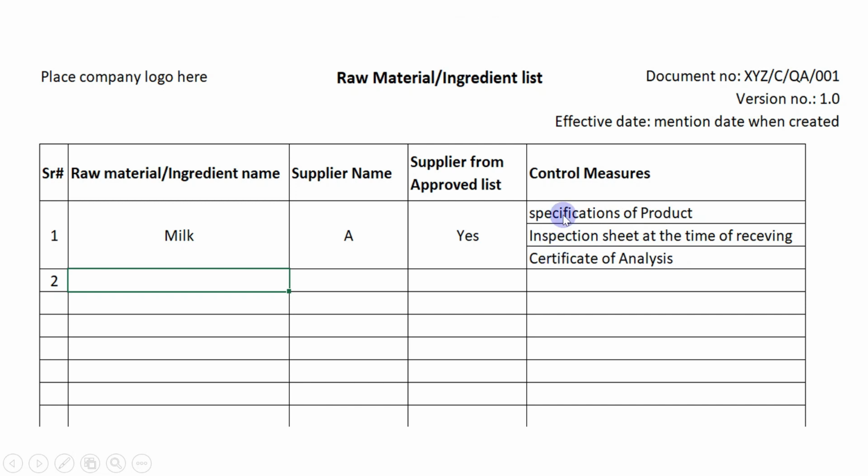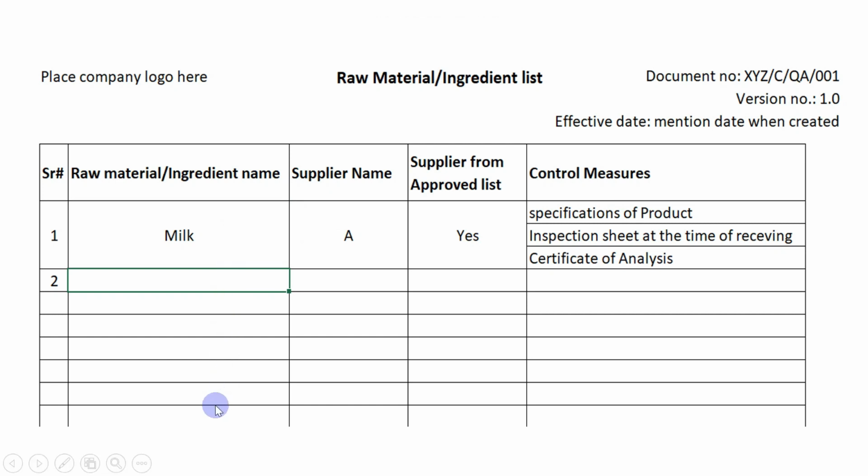I mentioned these 3 points because they are mostly everywhere, in every industry. So I mentioned specification of product, then second, inspection sheet at the time of receiving, and third is certificate of analysis. So these are the control measures against this product. In this way you need to complete the raw material or ingredient list.